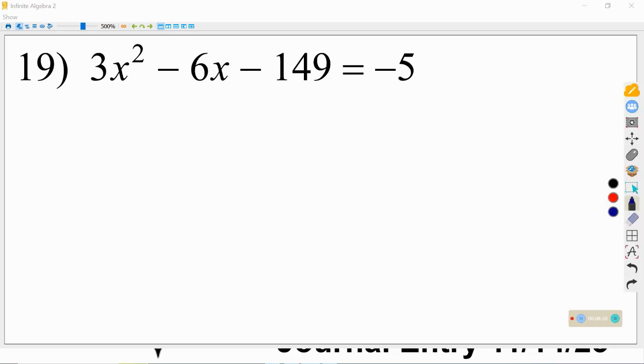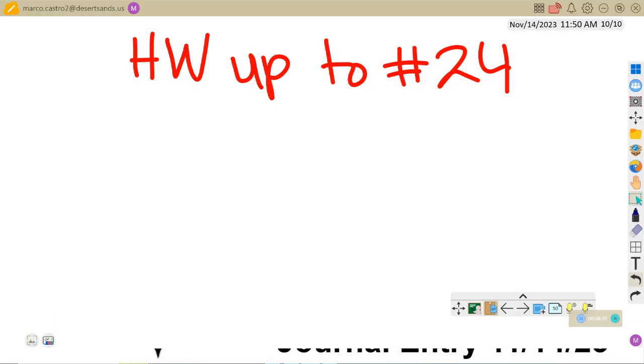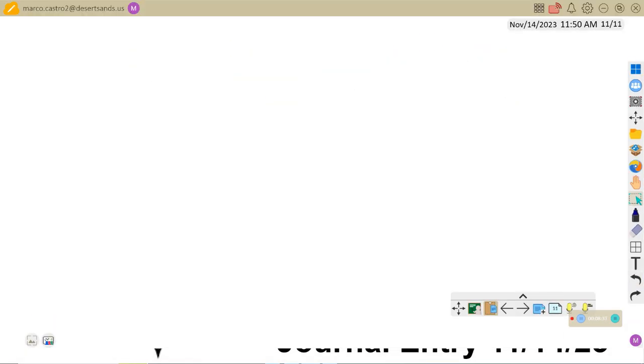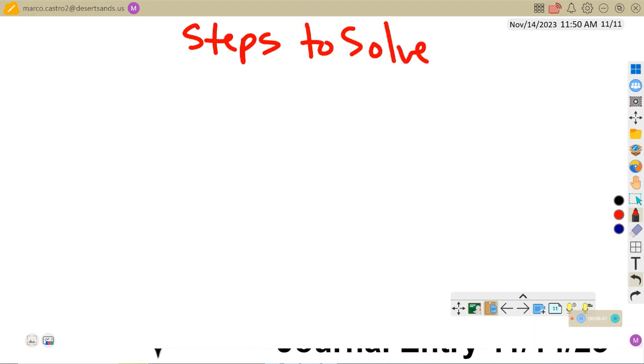All right, so now we have an added degree of difficulty for number 19, right? The problem is that we do not have this equation equal to 0. So we have a few problems that we have to deal with here, right? I could try to make a new page and make sure that you guys have the ideas of what we are really doing here, all right? The steps to solve these problems. Okay, the steps to solve by factoring.